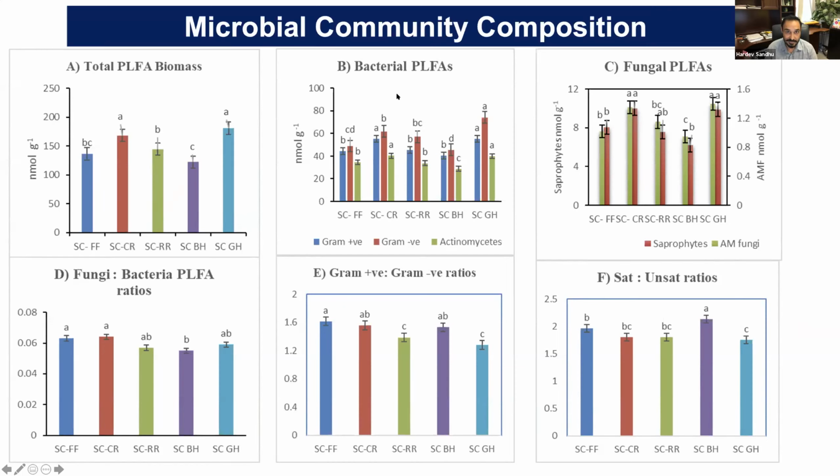Similarly, we then divided that into bacterial PLFAs, fungal PLFAs, fungi to bacteria ratios, and then gram positive and gram negative bacteria, saturated to unsaturated ratios. I will not go into too many details of that, but basically, if you leave the residue or incorporate the residue in the soil, either through crop rotation or through green cane harvest, that improved the soil properties.